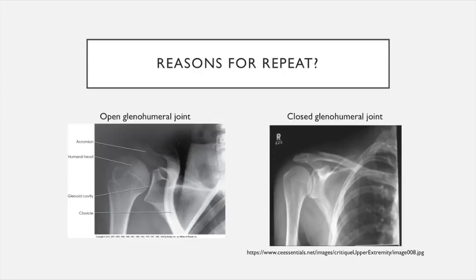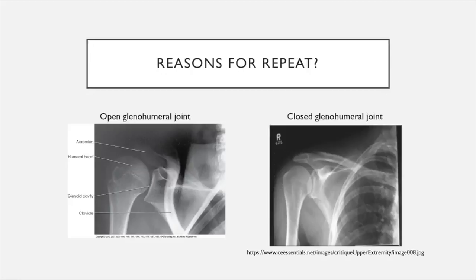Alright, so what would be the reasons for repeat of an AP oblique image? The whole goal is to see an open joint space between the humeral head and the glenoid cavity, also known as the glenohumeral joint. As you can see, the image on the left shows a clear open glenohumeral joint, and the image on the right shows a closed glenohumeral joint, and you can see that the head of the humerus is slightly overlapping the scapula.